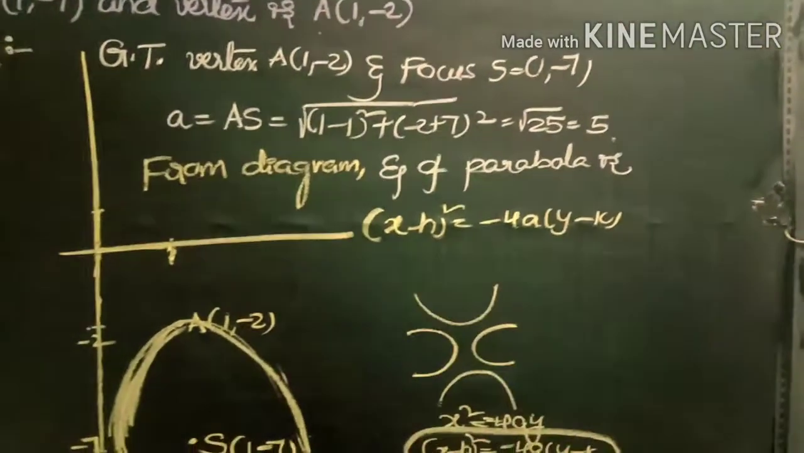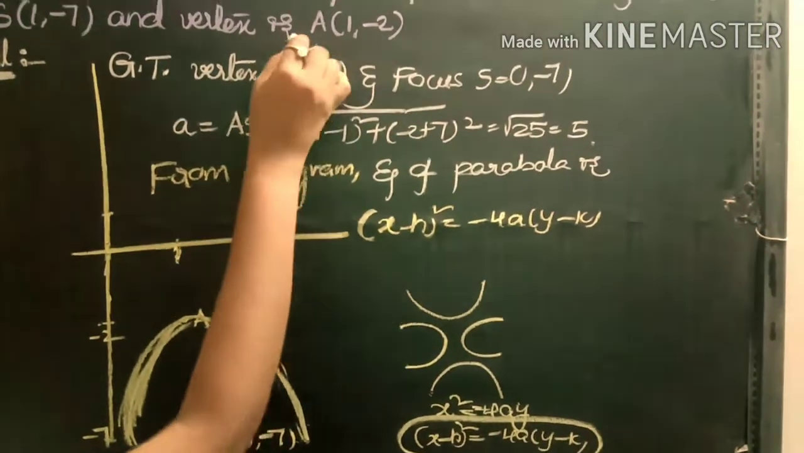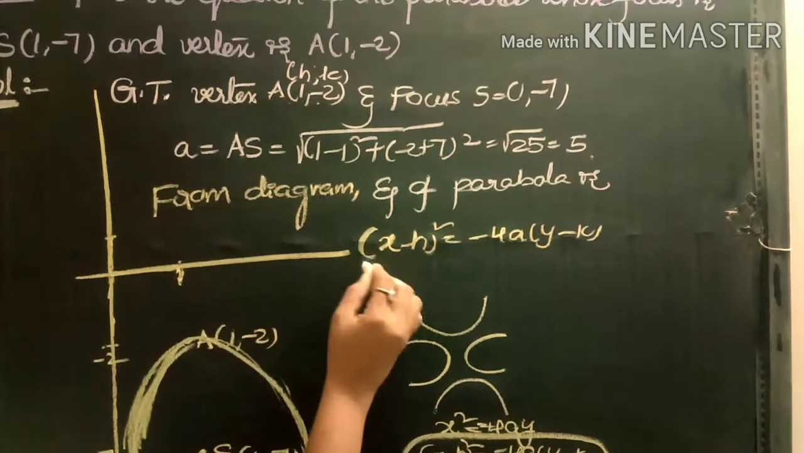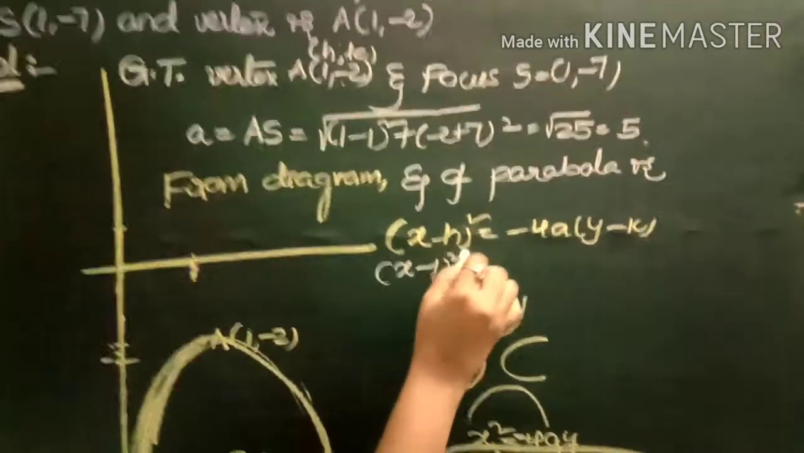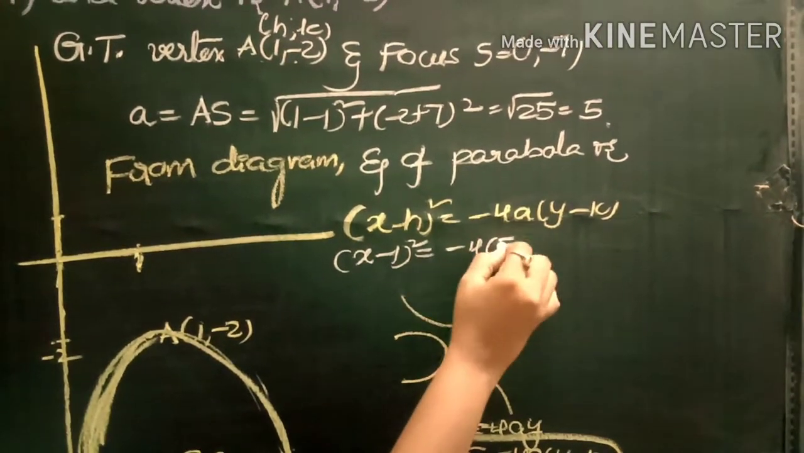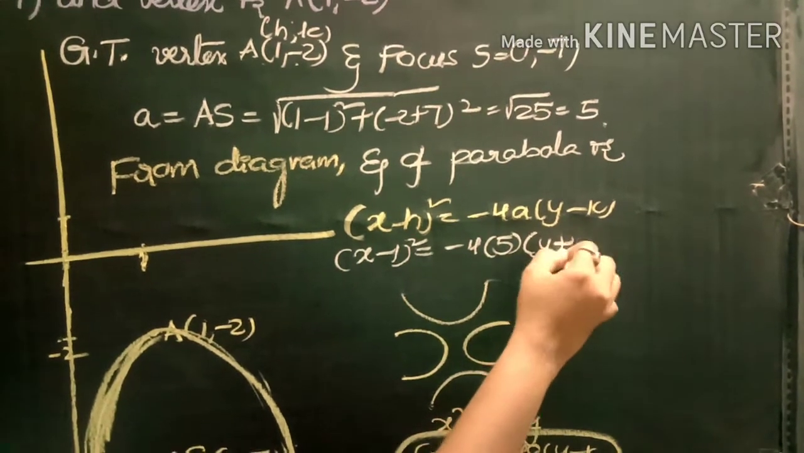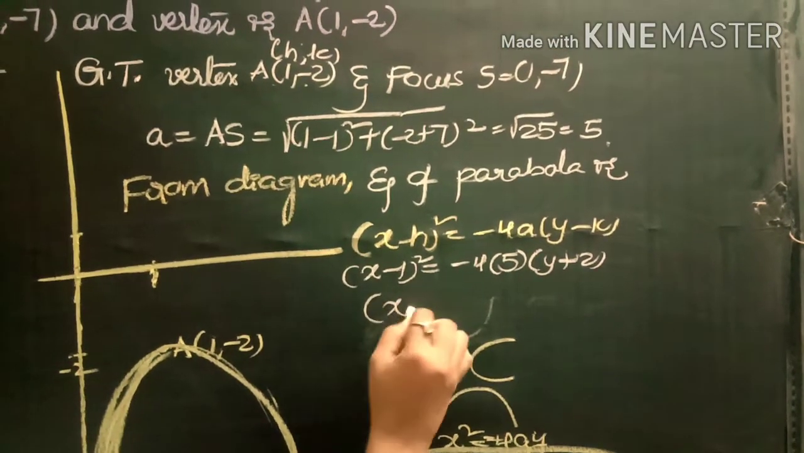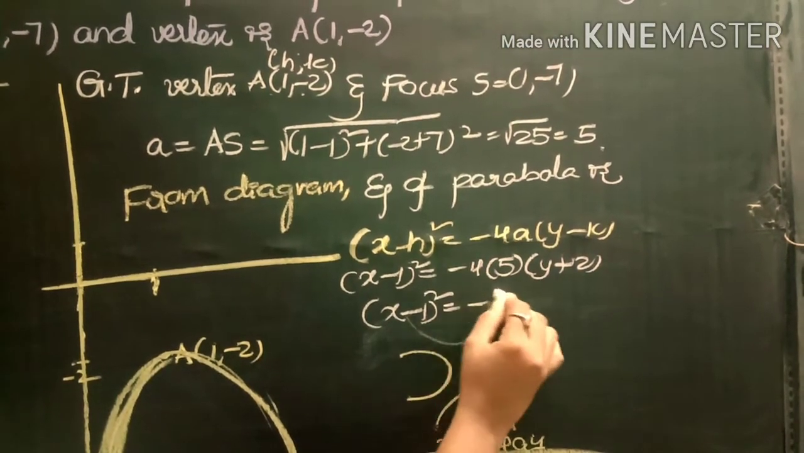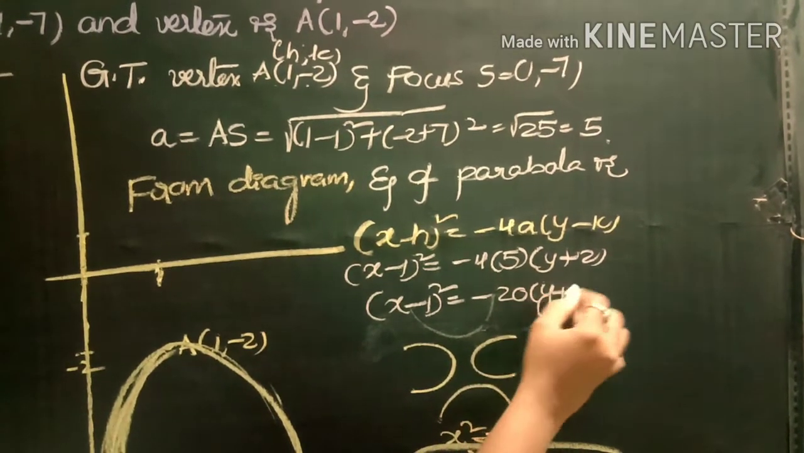Now we replace the values. The vertex is h comma k, that is, x minus 1 whole square is equal to minus 4 into 5 into y plus 2. Therefore the answer is x minus 1 whole square is equal to minus 20 into y plus 2.